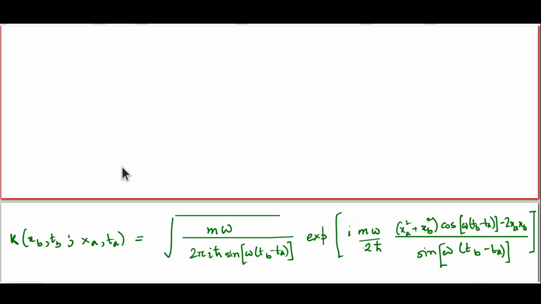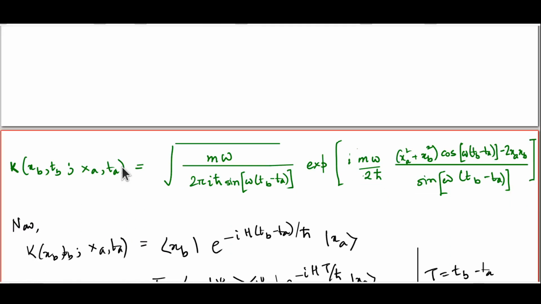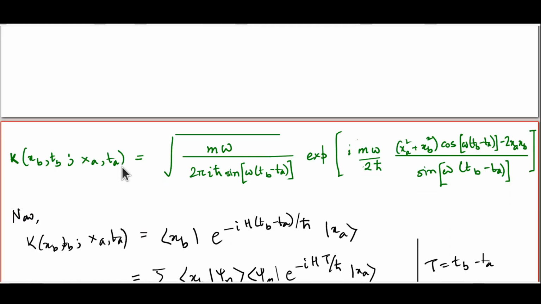So we start with this particular formula for the propagator that we had calculated earlier, and then make use of something called the spectral representation for the propagator. Let me first derive the spectral representation for you. Remember, by definition, the propagator K(xb, tb; xa, ta) is actually the matrix element of the time evolution operator between the position eigenstates xb and xa. And for a time independent Hamiltonian, the time evolution operator is given by e to the minus iH(tb minus ta) by h cross.